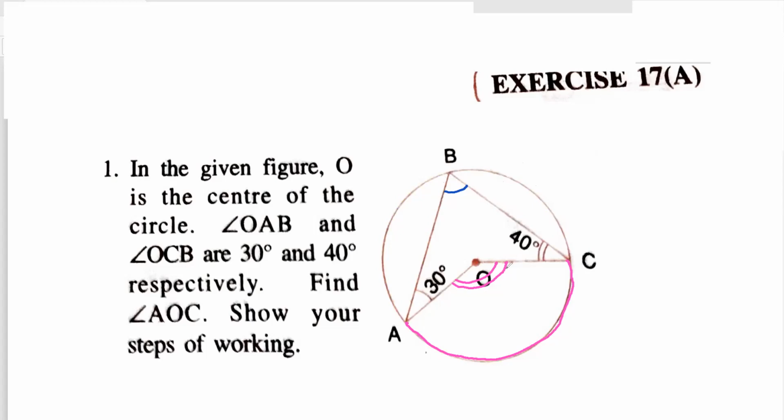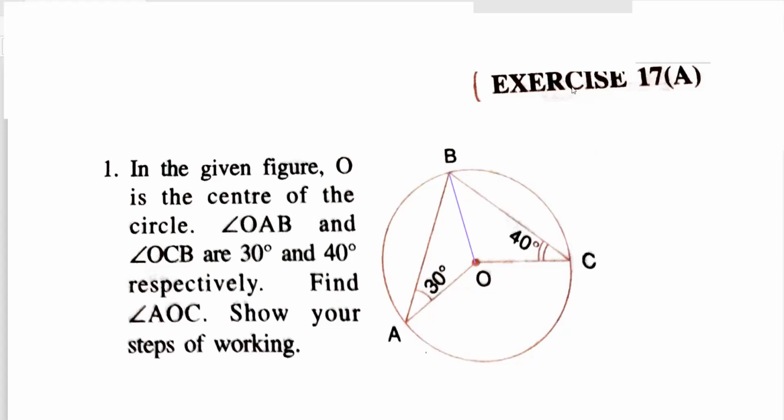So automatically what will happen? This angle AOC will be double of this angle. If this angle is X, then angle AOC will be 2X. So what is my aim now? My aim is to find angle ABC. If I could find angle ABC, I will get angle AOC. Now see, how do I find angle ABC? For finding angle ABC, I join O with B.